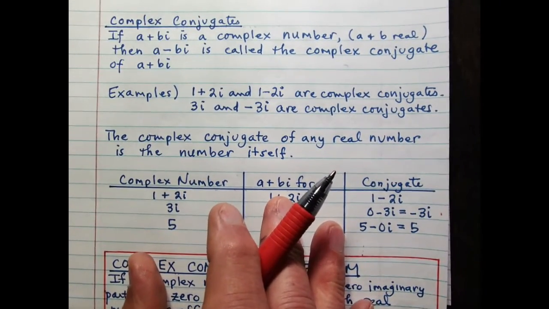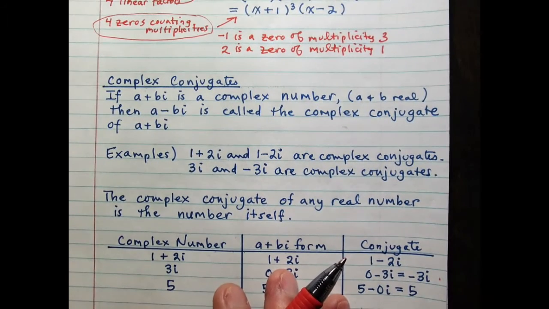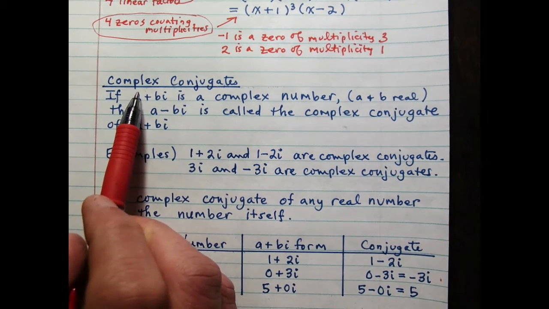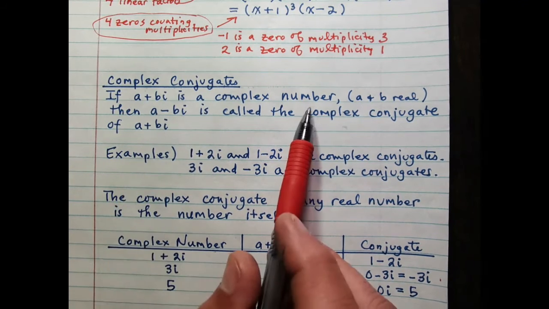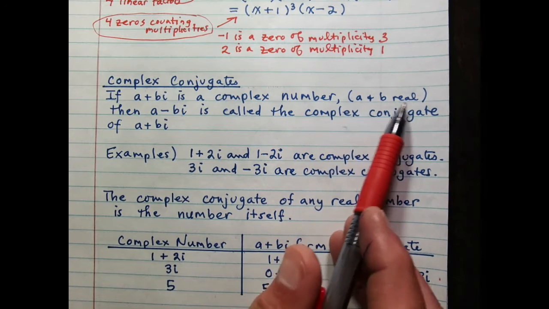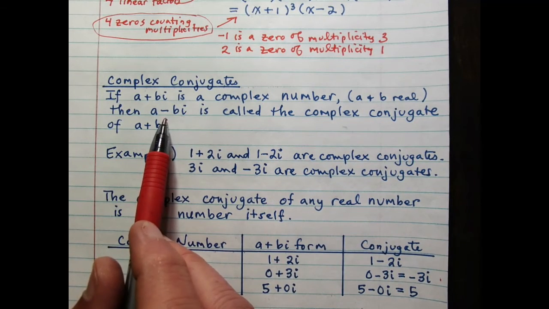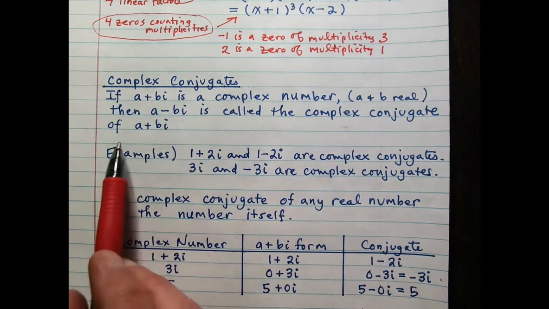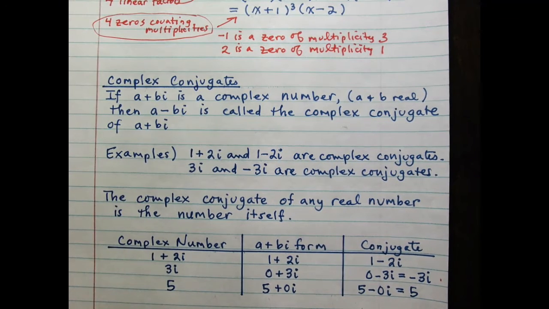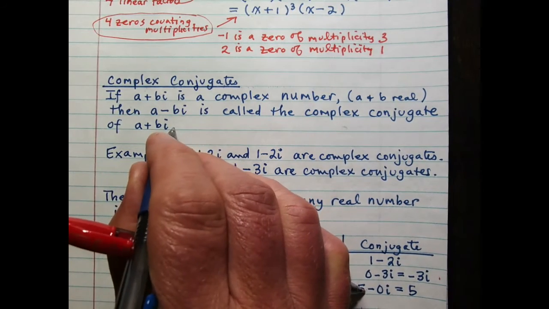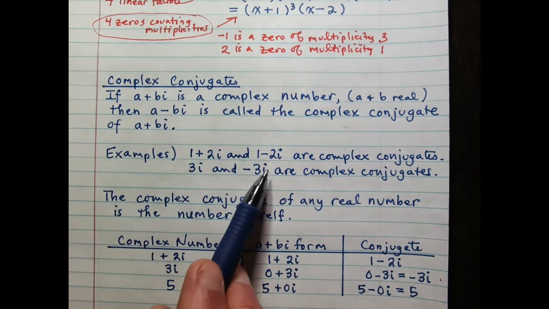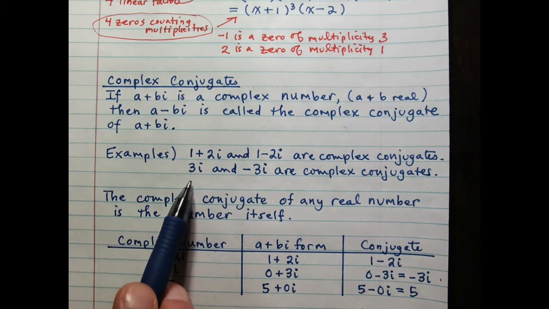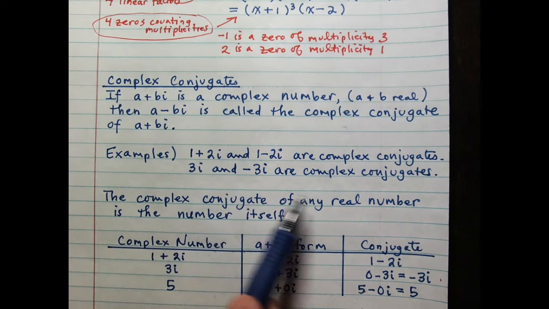Now we need one more vocabulary term because we actually have one more theorem coming up. And the vocabulary term that we need is complex conjugates. If a plus bi is a complex number, where a and b are real numbers, then a minus bi is called the complex conjugate of a plus bi. Now let's think about what this is saying here. Here are some examples. 1 plus 2i and 1 minus 2i are complex conjugates. We also say 3i and minus 3i are complex conjugates.